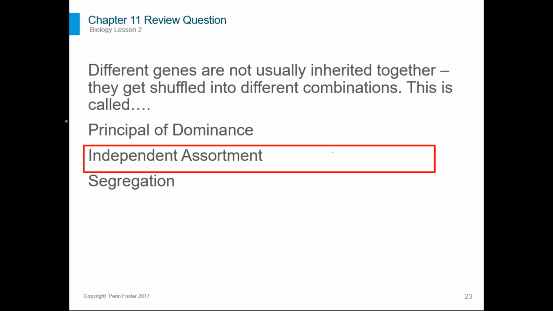So a lot of people said principle of dominance. That's not what this is. The principle of dominance is that one gene will be dominant over another, but that has nothing to do with how they're sorted and split up in the offspring. And also, nobody said segregation. That's good. Segregation is when we're only talking about 2 alleles from the same gene. So you have 2 alleles for color, they get split up when the organism reproduces.